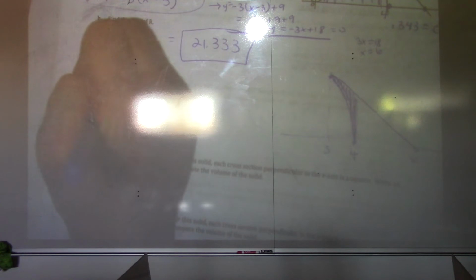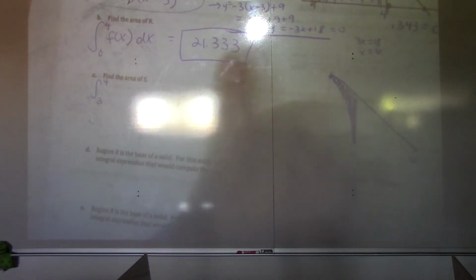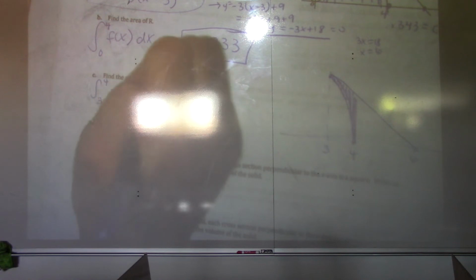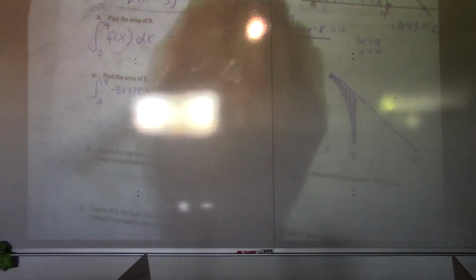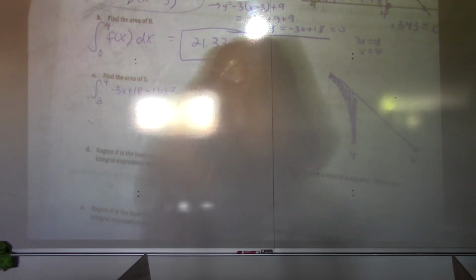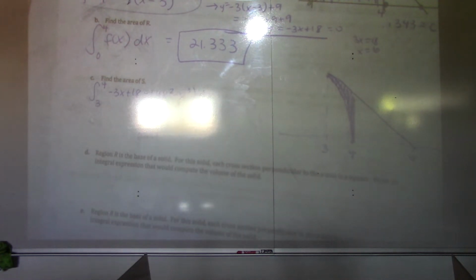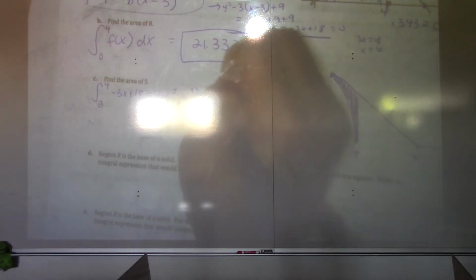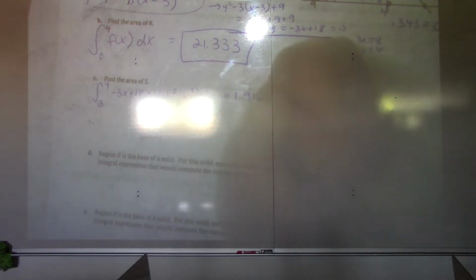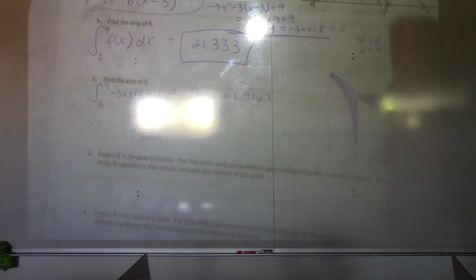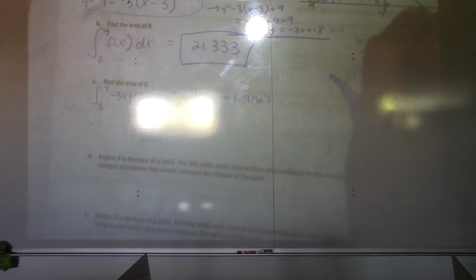So I'm going to do the integral from 3 to 4 of the top function, which is the line, negative 3x plus 18, minus the bottom function, which is 4x squared minus x cubed, from 3 to 4. Make sure you put your parentheses around these. Some of you are missing points on exit tickets for that. So this right here is 1.9167. Now that is not all of area S. I just found this right here, so make a note that it is 1.9167.